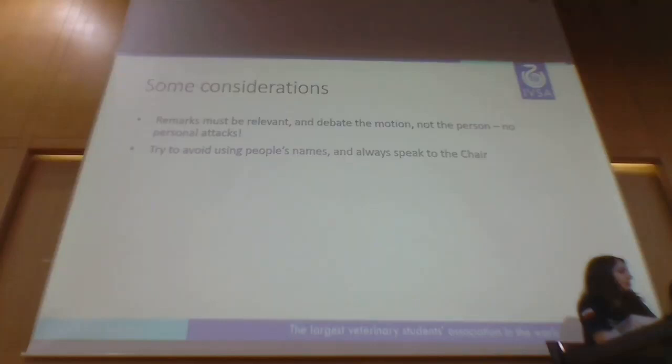All right, some considerations. Remarks must be relevant and debate the motion, not the person. So no personal talk. Try to avoid using people's names, and always speak to the chair. So you always address the chair. You don't address the general assembly. You don't address the people sitting in the crowds. So you speak directly to the chair.